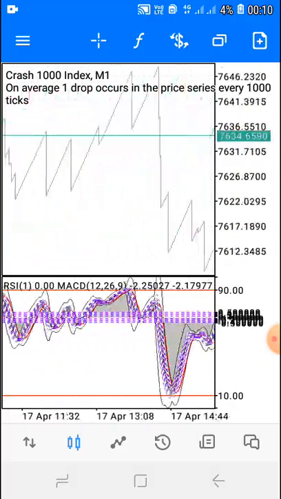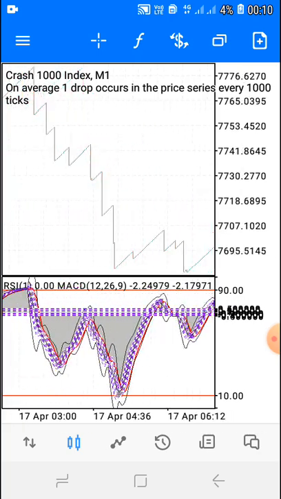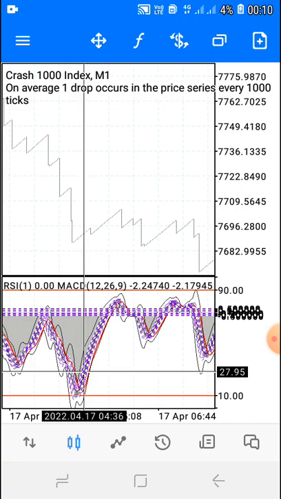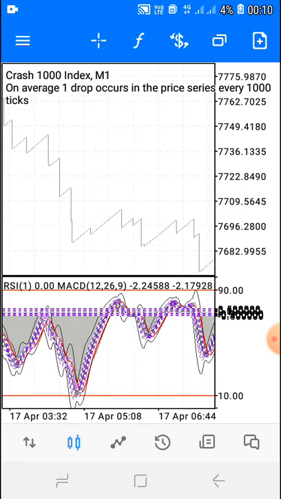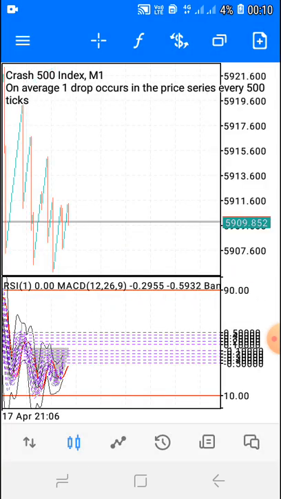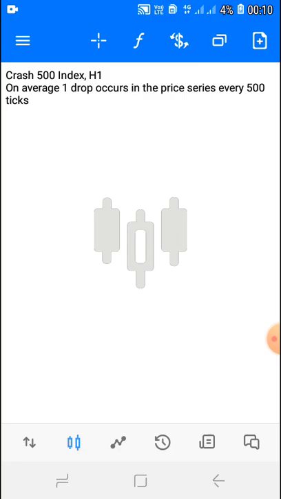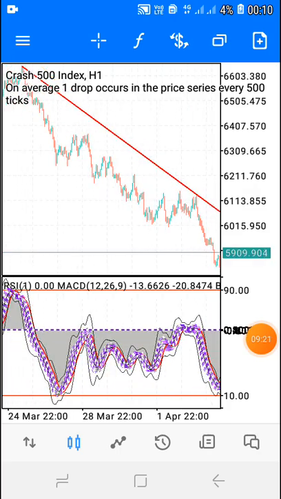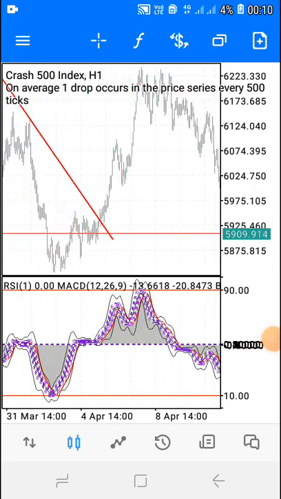But let's just say the market is moving in an uptrend, you're going to wait until this is at the 10 level, right? And then you take your entry. But for now, we cannot take entries, okay? We cannot, because if we do, we're going to blow our account. Like, let's say on crash 500, what's happening? The market is still moving in a downtrend. So you're going to do the exact same thing on crash 500 that you did on crash 1000.